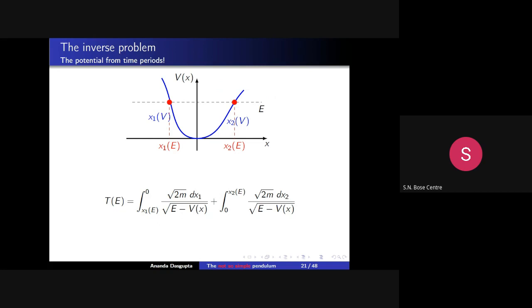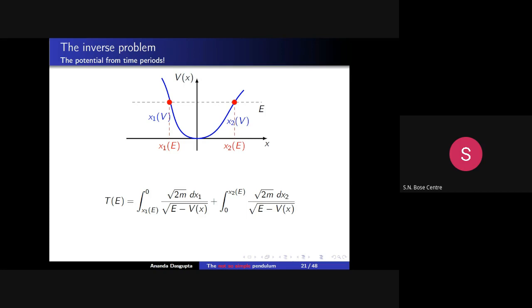And then the next step would be to try to rewrite this in terms of V. That is, change variables from x. How do you change variables? Simple. For example, this dx1 will have to be replaced by dx1/dV times dV. The V of x simply becomes V, because that's your variable now. What about the limits? x1 of E is a limit for x1, right? But when x1 is equal to x1 of E, the potential V is exactly equal to E, right? So this will be from E.